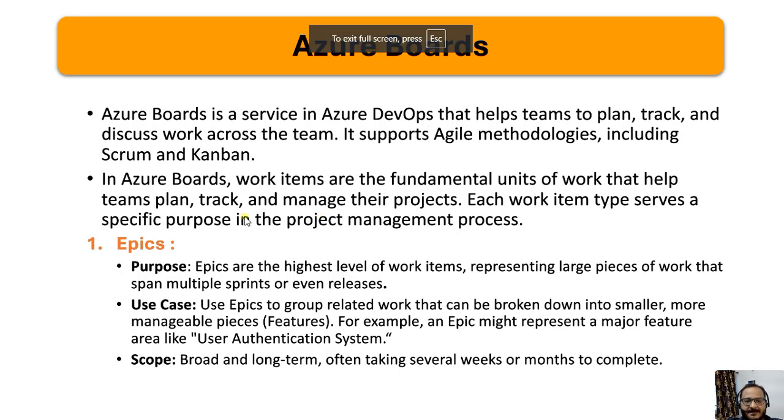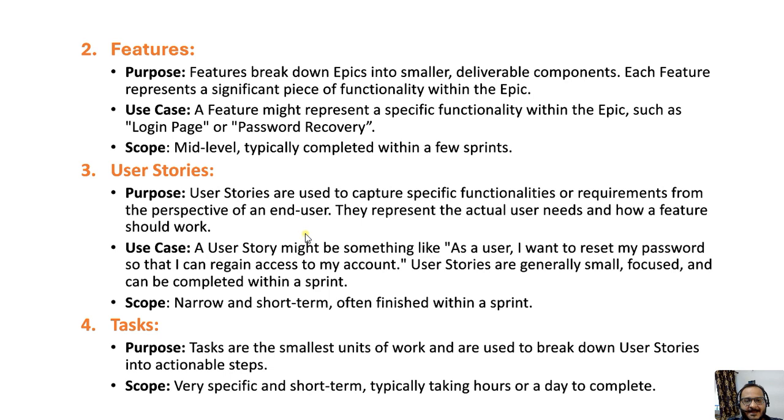So I think epic is clear. Epic is a root level element which basically groups all the subtasks or all the work which we are going to perform as part of this particular time duration. Second is a feature. Feature breaks down epic into smaller deliverable components. Each feature represents a significant piece of functionality within the epic.